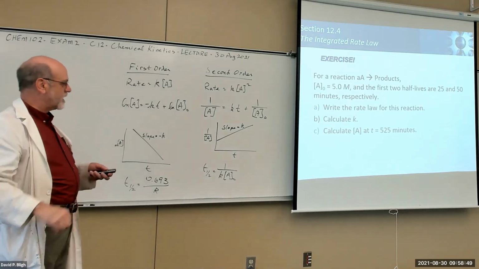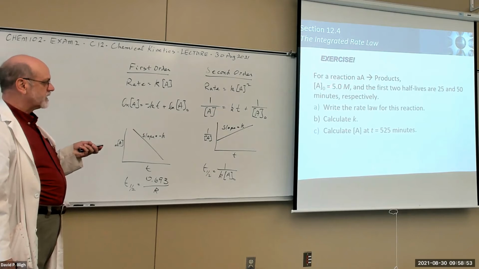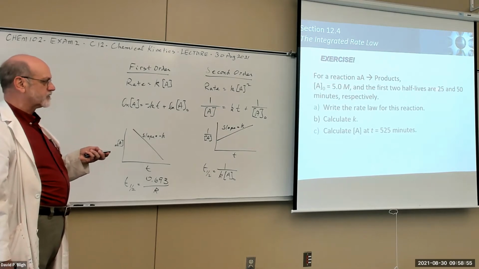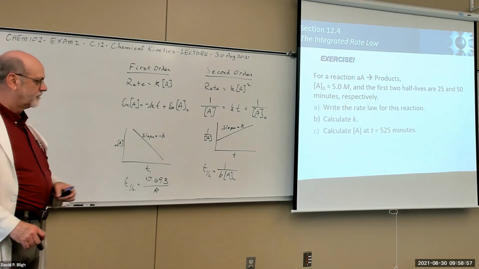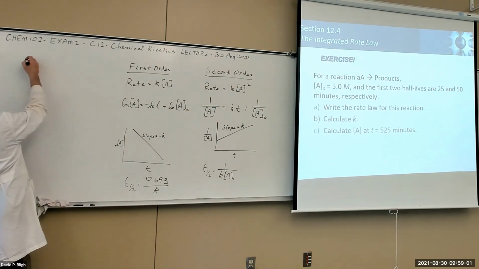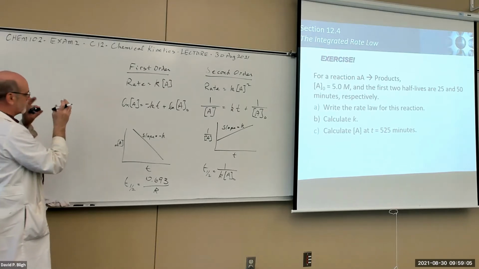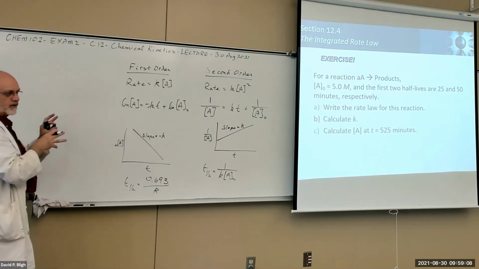All right, so what if we have A yields products? The initial concentration of A is 5 molar, and the first two half-lives are 25 and 50 minutes. All right, let's see what we got. I like to put it in a table. Extract information from word problems and put it on your paper in a form that's recognizable.